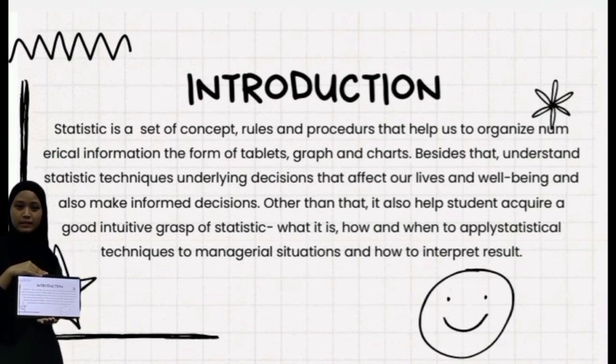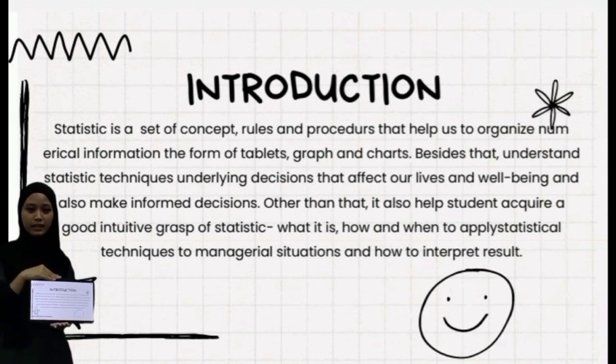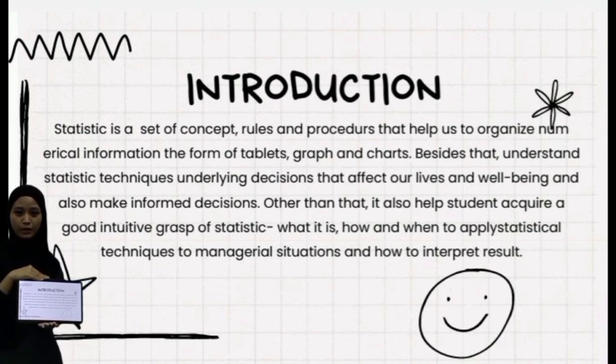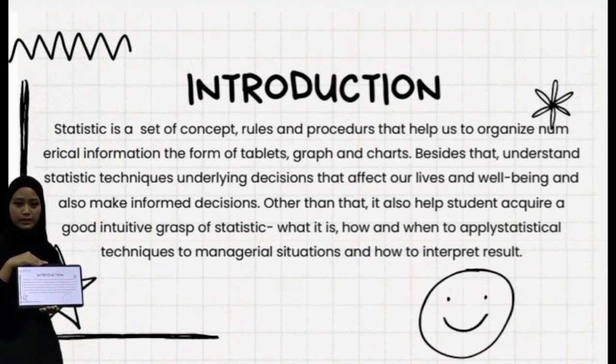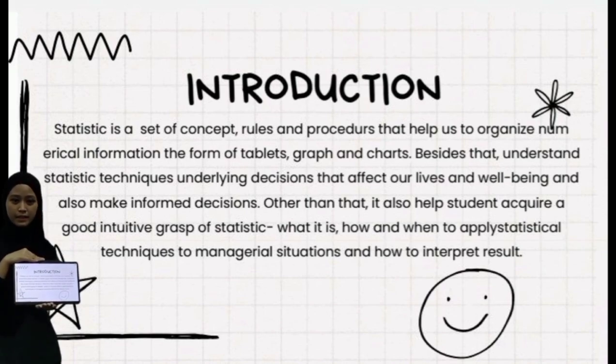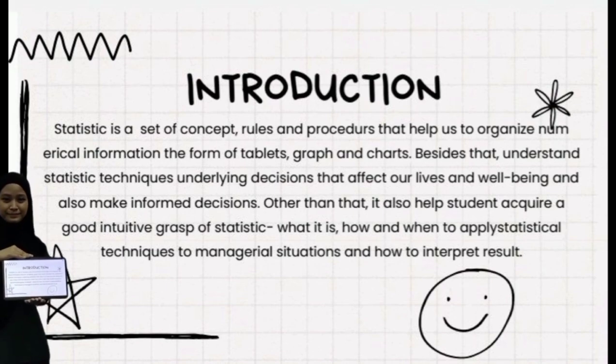Besides that, it helps us understand statistical techniques underlying decisions that affect our life and well-being, and also make informed decisions. Other than that, it also helps students acquire a good intuitive grasp of statistics: what it is, how and when to apply statistical techniques to managerial situations, and how to interpret results.